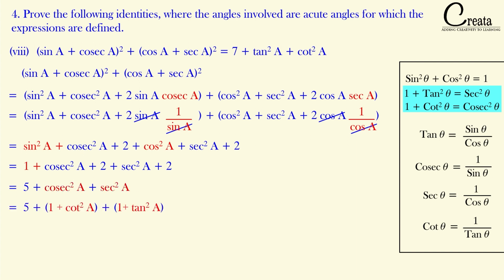Let's replace cosec and sec. We got this equation. Let's add all the terms. We got 7 plus tan square A plus cot square A, which is the answer, which is equal to the right hand side. So we have solved this question. Got it? We have done with part 8.